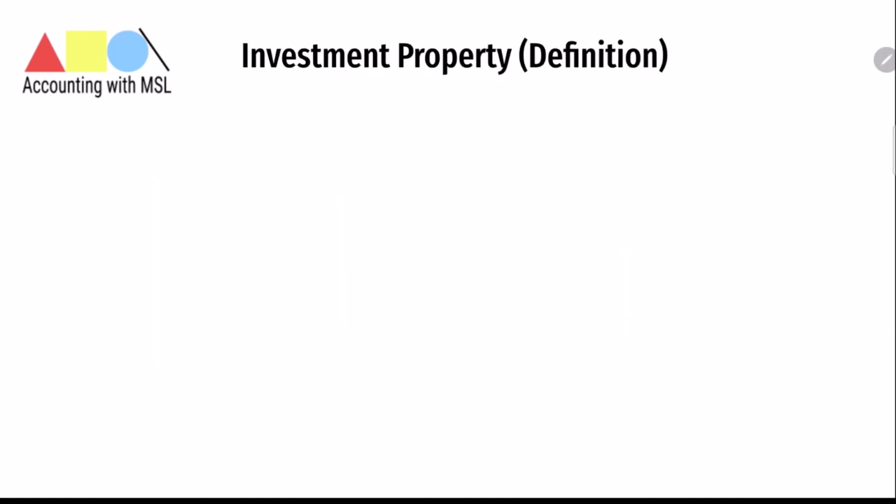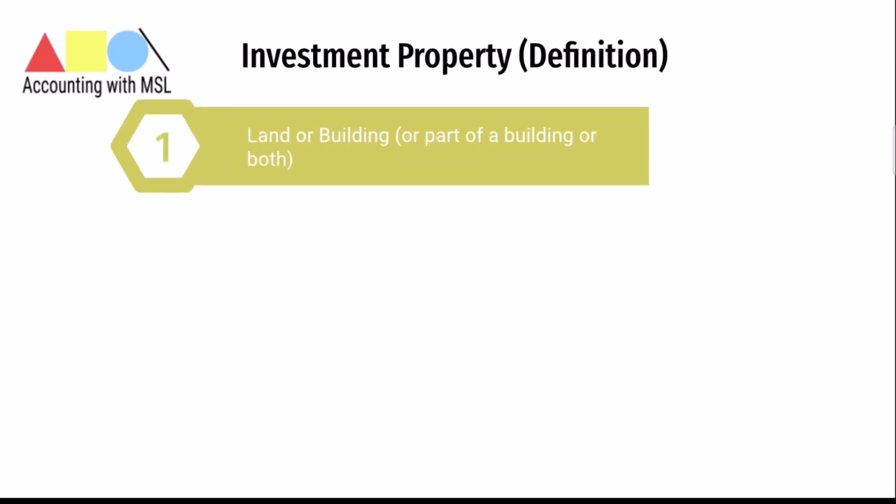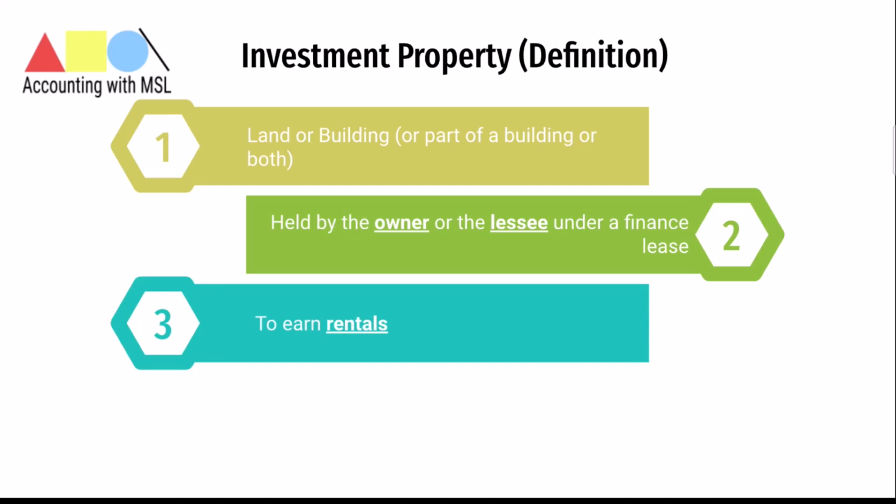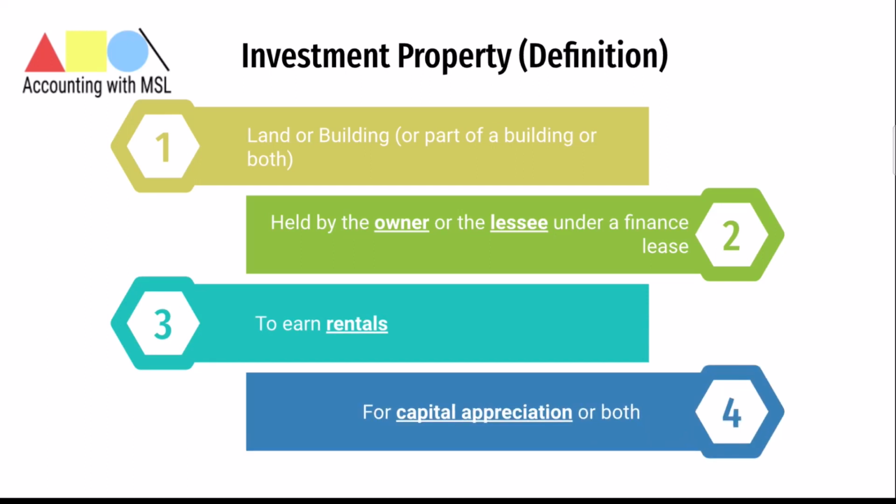So how does IAS 40 define an investment property? The standard is clear. An investment property is any land or building or a part of a building or both that is held by the owner or the lessee under a finance lease to earn rentals or for capital appreciation or for both rentals and capital appreciation purposes.